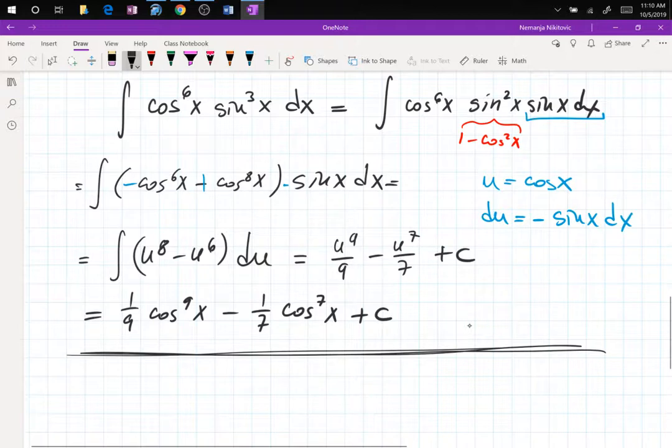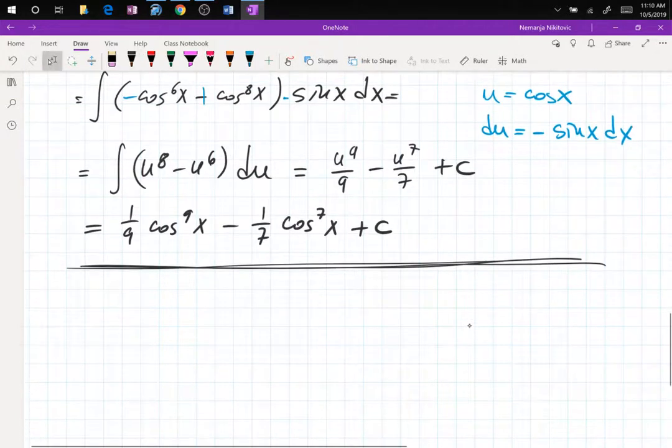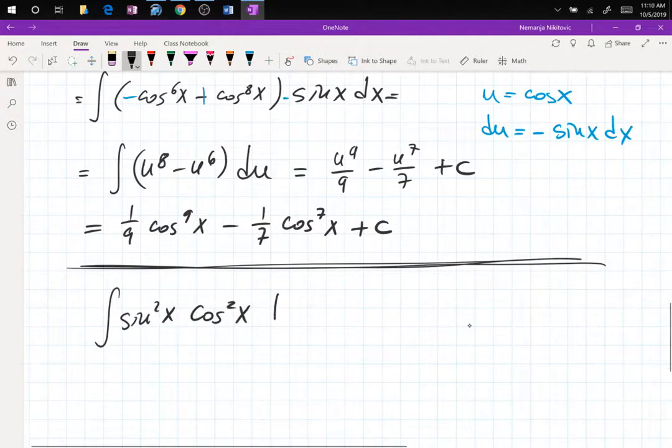Now, the evil situation is when you get two even ones. So if you have the integral of sine squared x cosine squared x dx, holy nightmare, right? Because in this situation, if you peel off either a sine or a cosine, the remaining amount will be odd, and the Pythagorean identity doesn't work anymore. So we have to have a completely different method of solving when you have two evens.